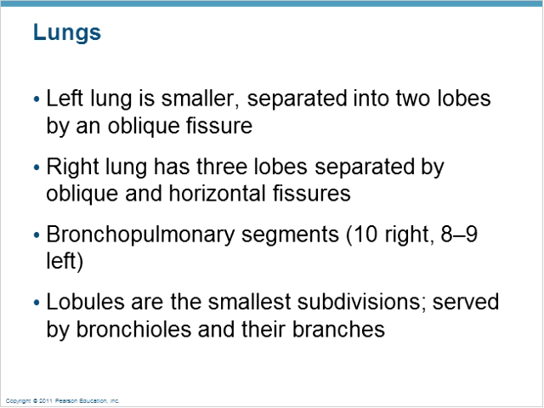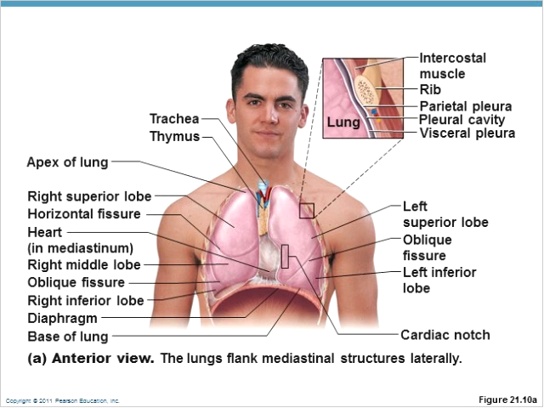The left lung is smaller, separated into 2 lobes by an oblique fissure. The right lung has 3 lobes separated by an oblique and a horizontal fissure. The bronchopulmonary segments, there are 10 on the right, 8 or 9 on the left, and the lobules are the smallest subdivisions, and they're served by the bronchioles and their branches. So let's see what we mean here.